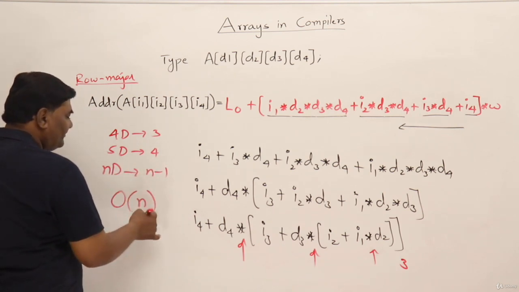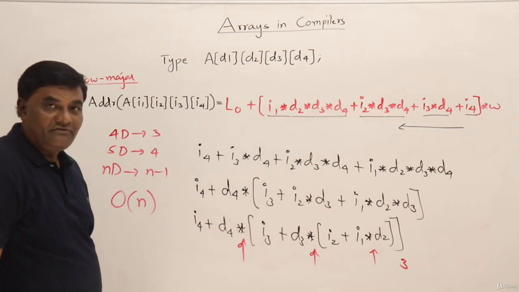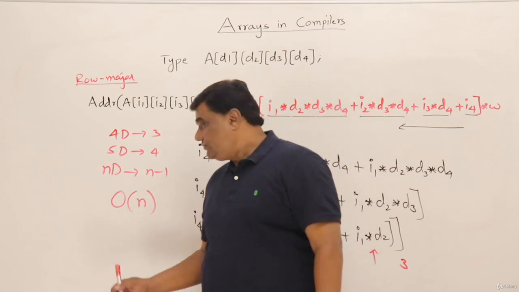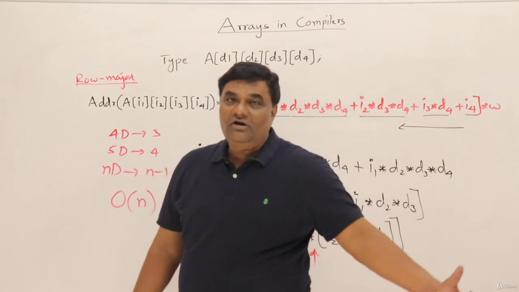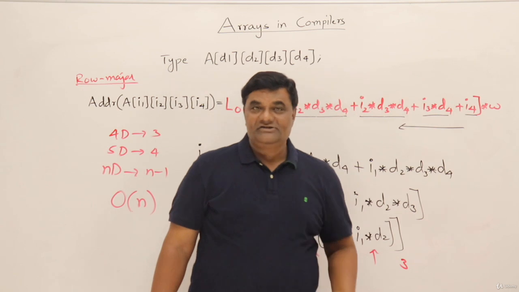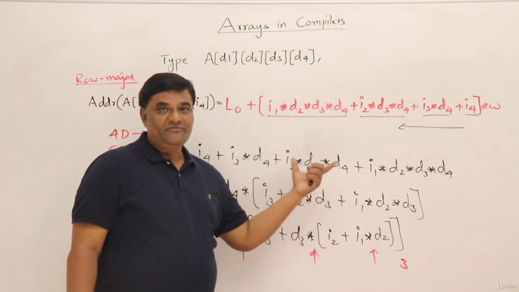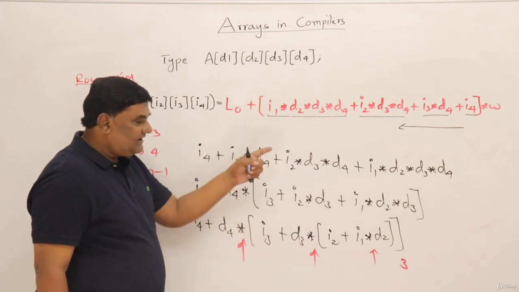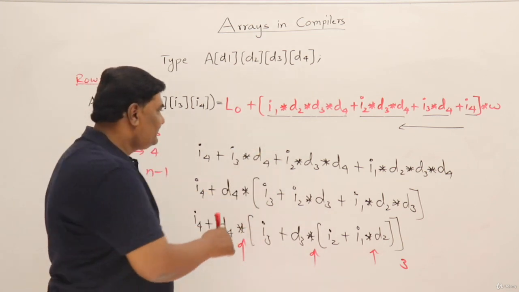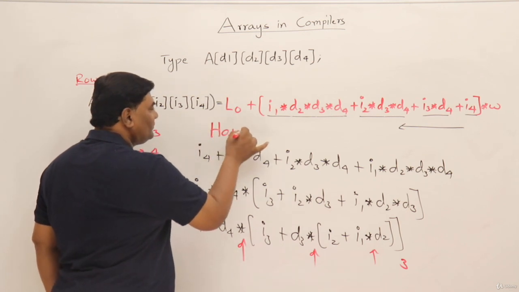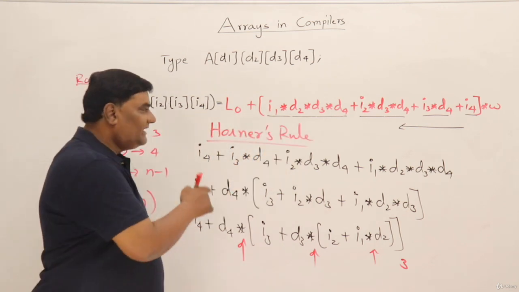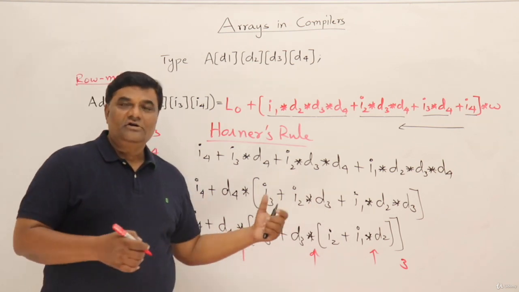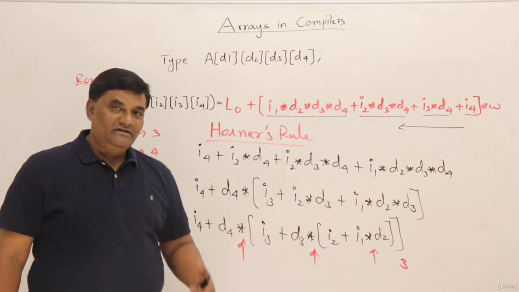So the total time for performing multiplications will be order of n. So this formula reduces the number of multiplications from n square to order of n. By taking common, I have reduced the number of multiplications. This is how we can reduce the number of multiplications in row measure as well as in column measure formula. The rule that we have applied, taking commons to reduce the number of multiplications, is called Horner's rule. So we have applied Horner's rule to reduce the number of multiplications. That's all with 4 dimensions to n dimensions.